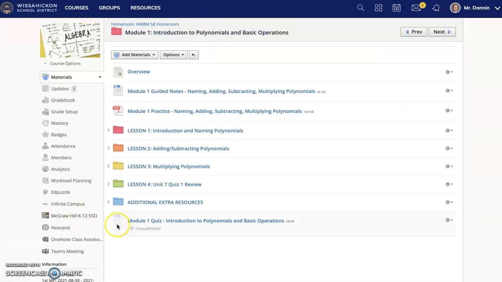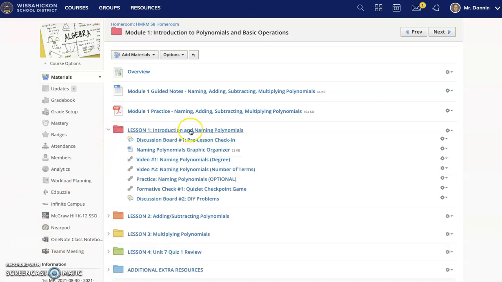It is extremely important that students are familiar with this process early on, as we will follow a similar instruction as we progress through the year. When we begin lesson 1, we will see the name of the lesson and all of the necessary materials required for that lesson. For this first one, Introduction and Naming Polynomials, we will have a discussion board to start.